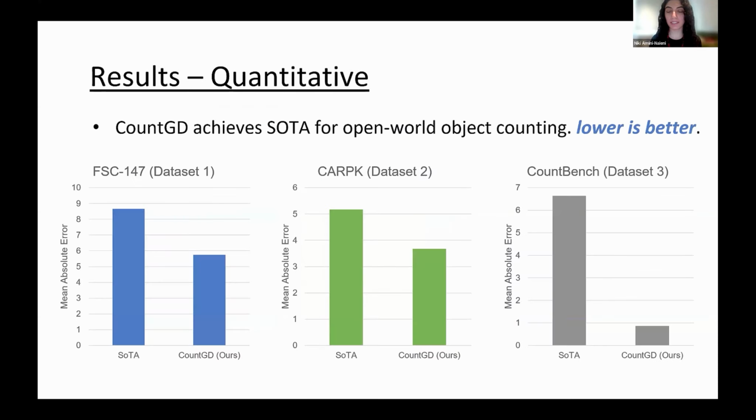So here are some quantitative results. So we test CountGD on 3 different data sets. And as you can see, at the time, it achieved state-of-the-art on those different data sets. So lower scores are better. These are error results, so lower errors are better. And you can see in the right-hand bar, CountGD achieves lower errors than the state-of-the-art for the data set, which is plotted on the left-hand bar in each of these settings.